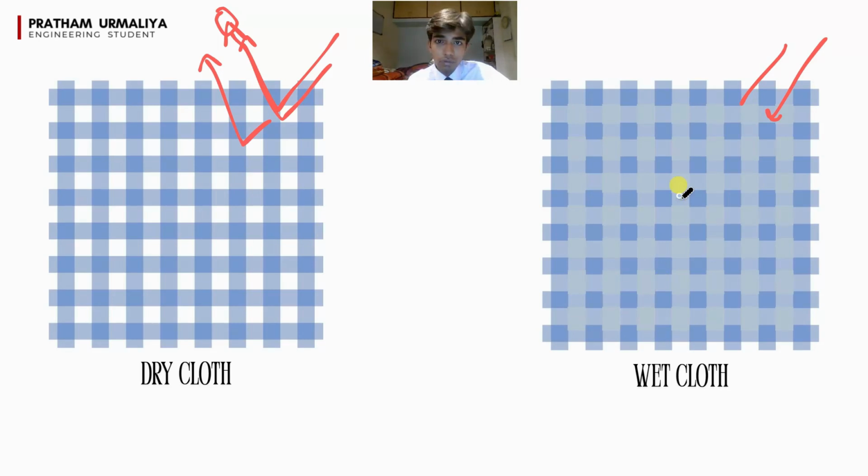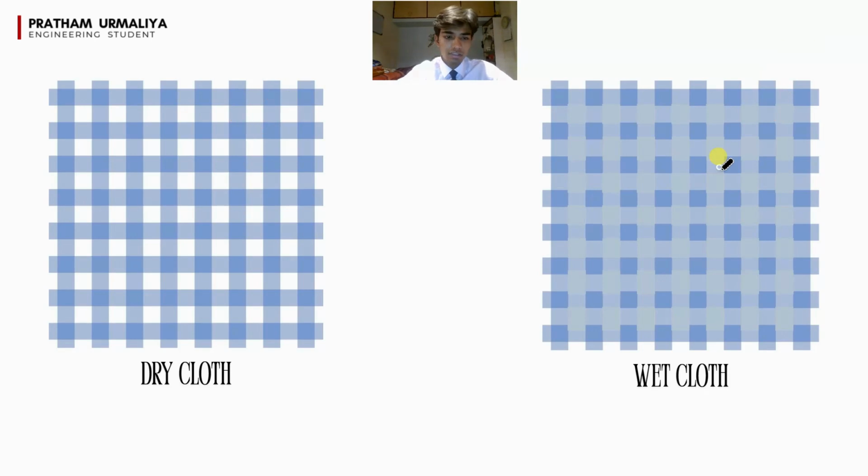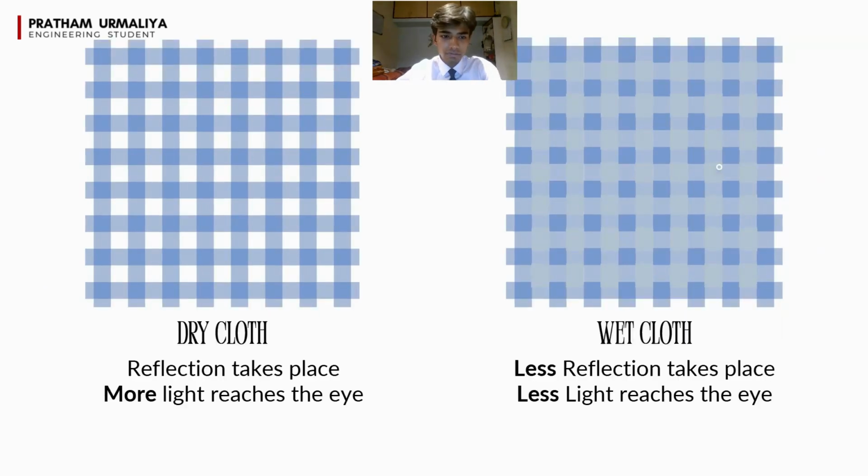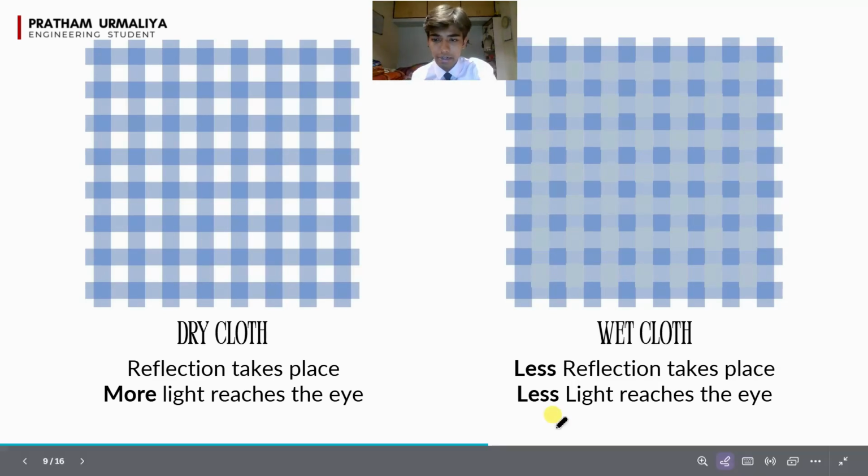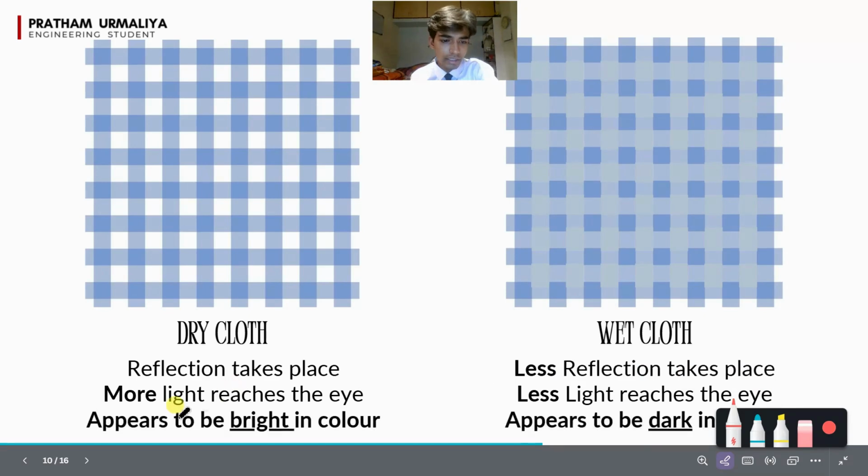But many of you must be wondering, why is it that the wet cloth is absorbing more light? What is the reason that water is absorbing more light as compared to the dry cloth? We will discuss this on the next slides. I have given the summary: reflection takes place, more light reaches the eye, in the wet cloth less reflection takes place and less light reaches the eye, so this appears bright in color and this appears dark in color.